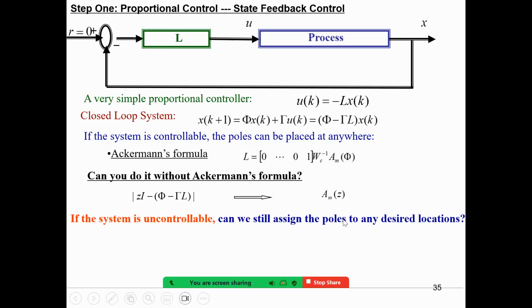If the system is uncontrollable, can we still place the poles at any desired locations? Uncontrollable, remember, means that some of the poles you cannot change. Okay? If you can change all the poles, it must be controllable.